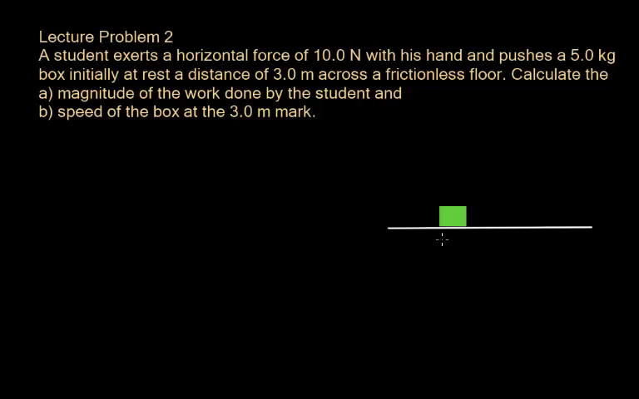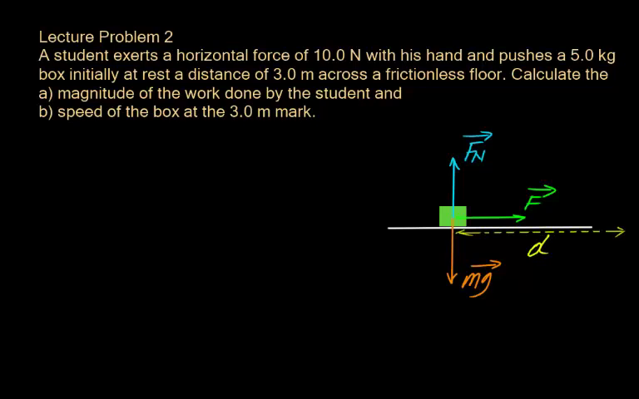The box is sitting on a horizontal frictionless floor, and it's under three forces. The weight mg is acting vertically downward. The normal force is acting straight up. And finally, the force of the student, which is acting towards the right. That's the force F. And as a result, the box is going to be displaced a distance d along the horizontal.